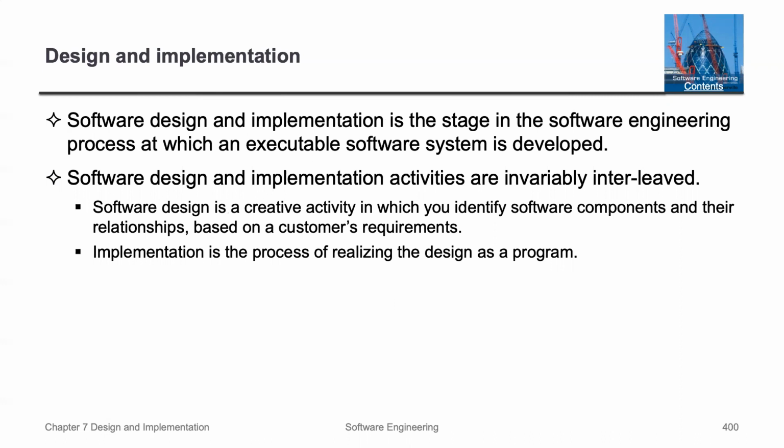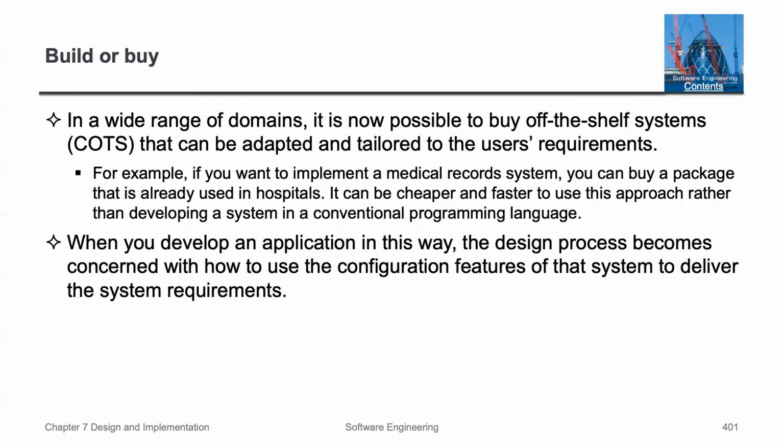Software design and implementing activities are invariably interleaved. So software design is a creative activity in which you identify software components and their relationships based on a customer's requirements. And then finally, implementation is a process of realizing the design as a program. So a common thing that you end up thinking about is, do you build or do you buy? Do you create some new code, or you just buy something off the shelf?